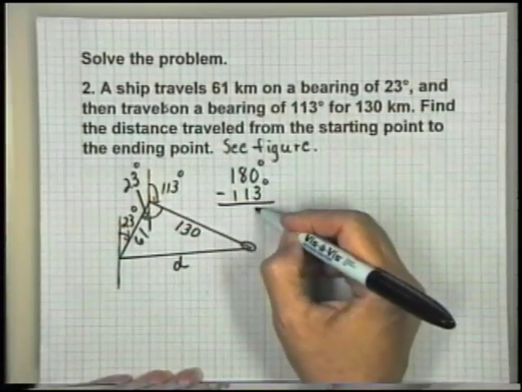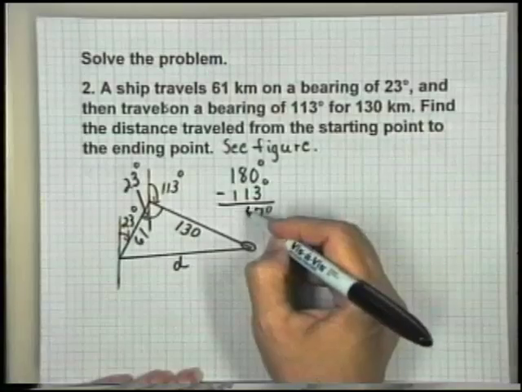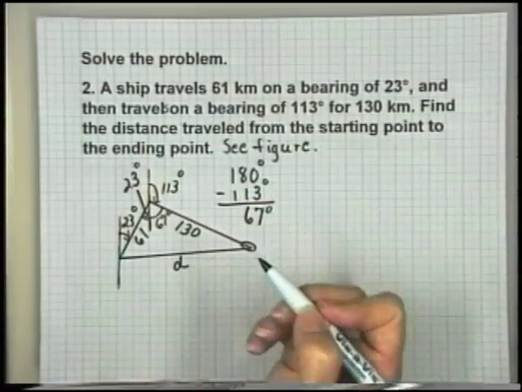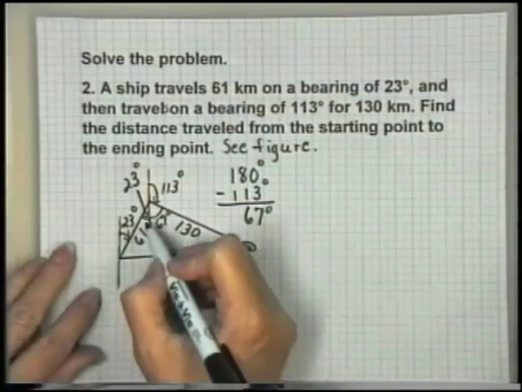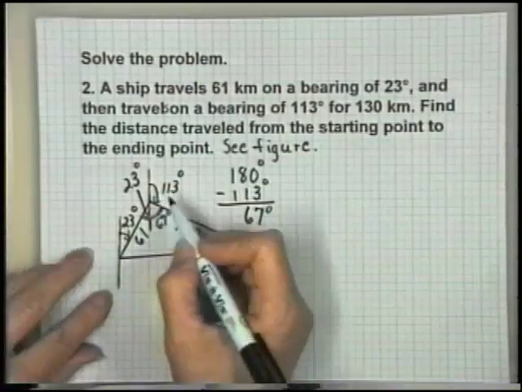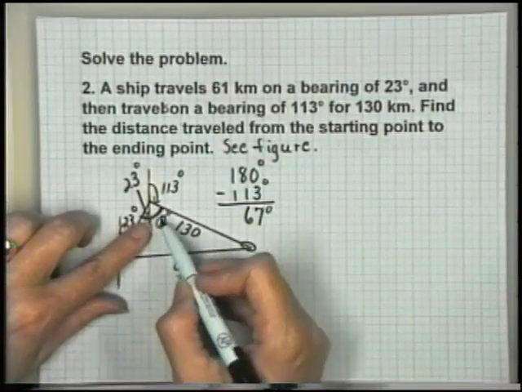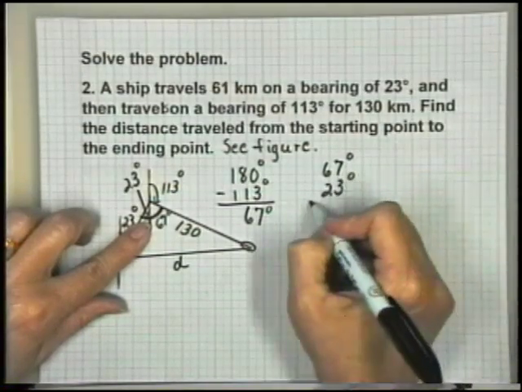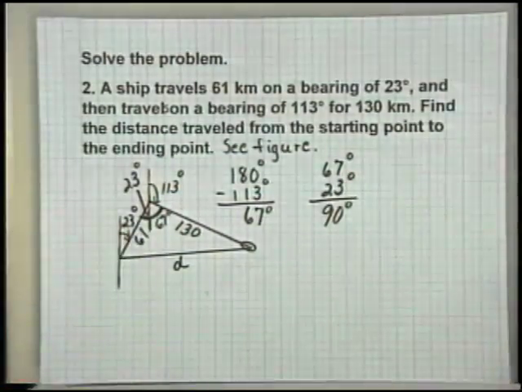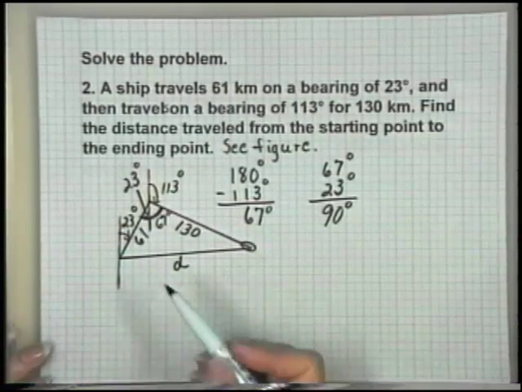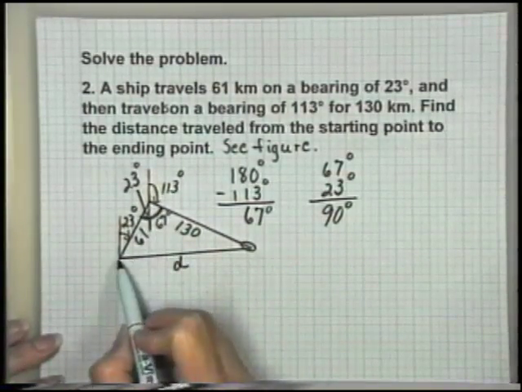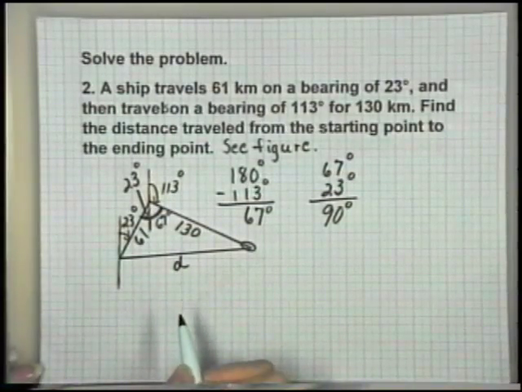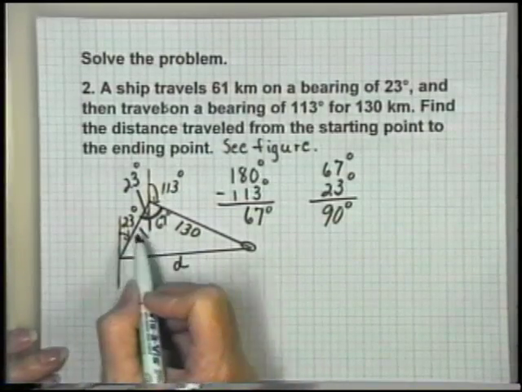Let's see. 3 from 10 is 7. 1 from 7 is 6. So that angle measures 67 degrees. Now, what's the measure of this angle? Well, it's 23 degrees plus 67 degrees, which guess what that adds up to? It equals 90, doesn't it? So we know we have a right triangle. D is the side across from the right angle. So it is the hypotenuse.